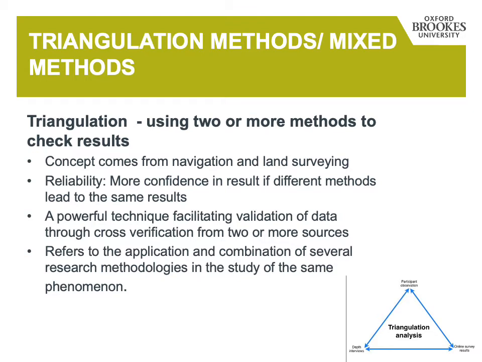Triangulation methods, mixed methods. Triangulation uses two or more methods to check results. The concept comes from navigation and land surveying. Reliability: more confidence in the result if different methods lead to the same result. A powerful technique facilitating validation of data through cross-verification from two or more sources. It refers to the application and combination of several research methodologies in the study of the same phenomenon.